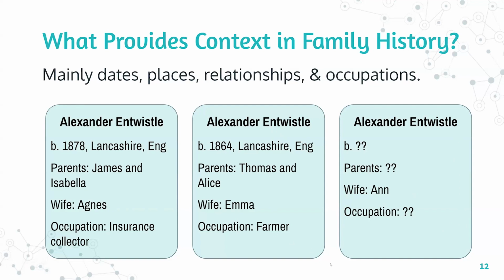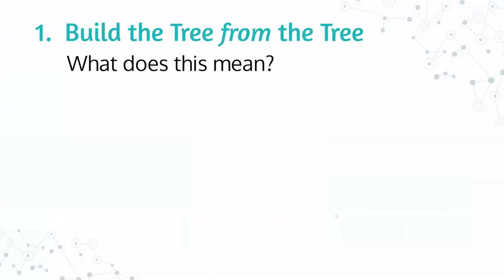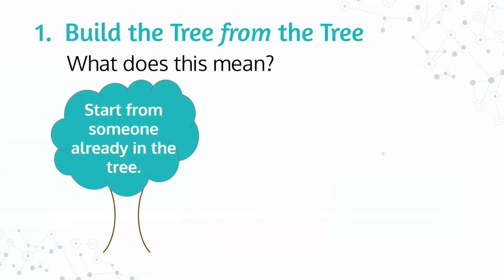So context is super important in family history if we want to do accurate and complete work. With that being said, let's go to best practice number 1, build the tree from the tree. What do we mean by that? Very simply, it just means to start from someone who's already in the tree.